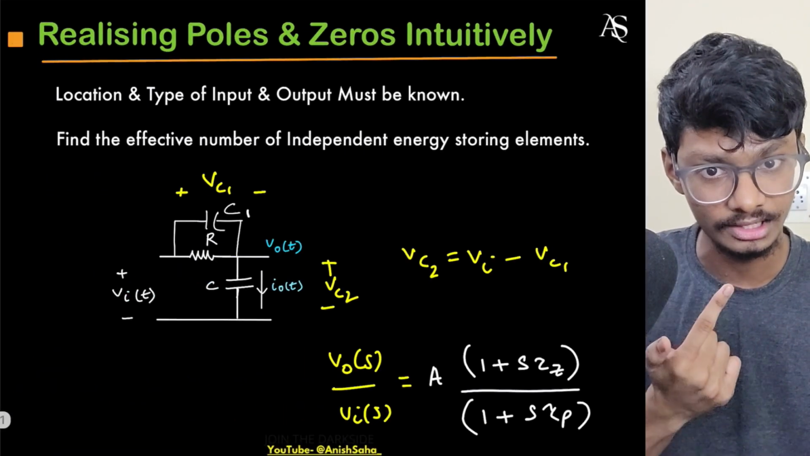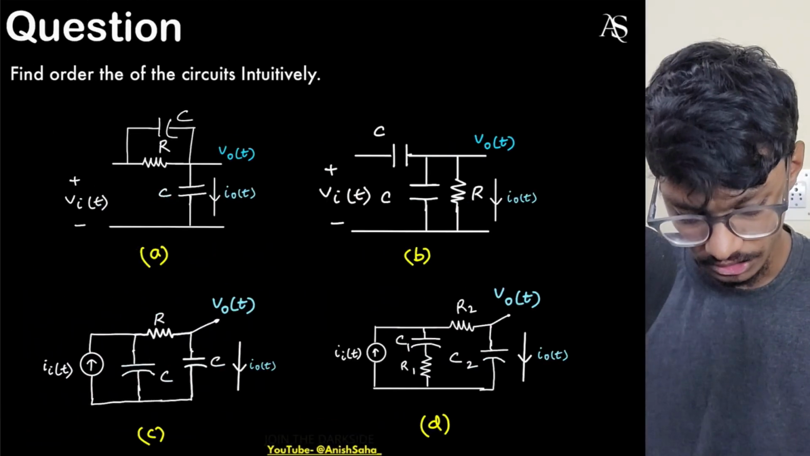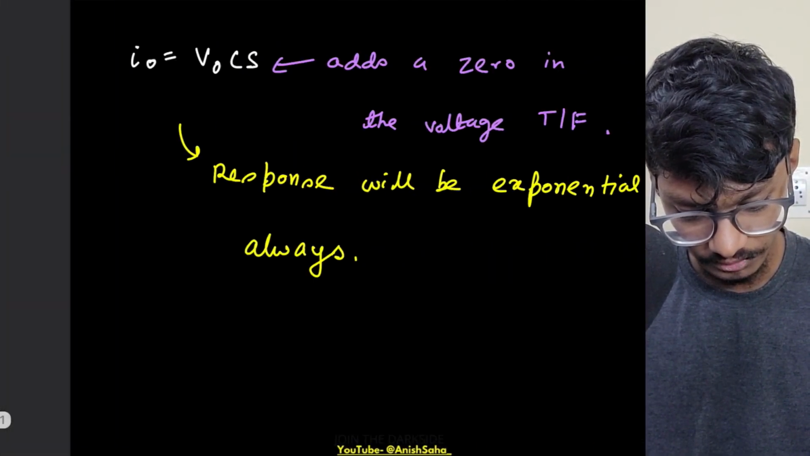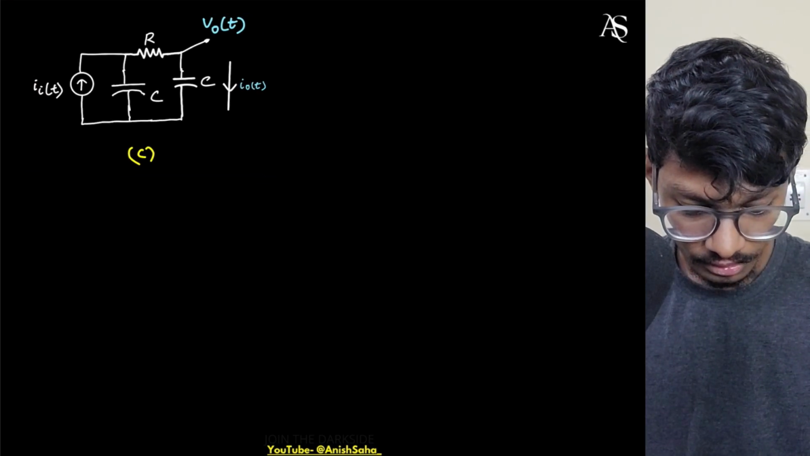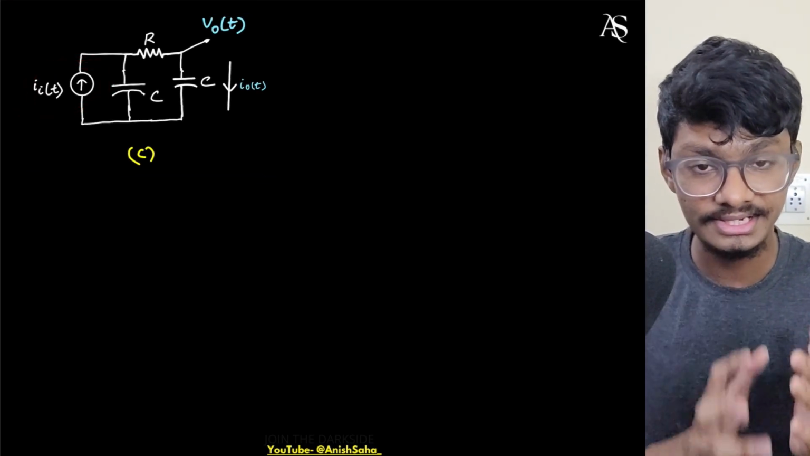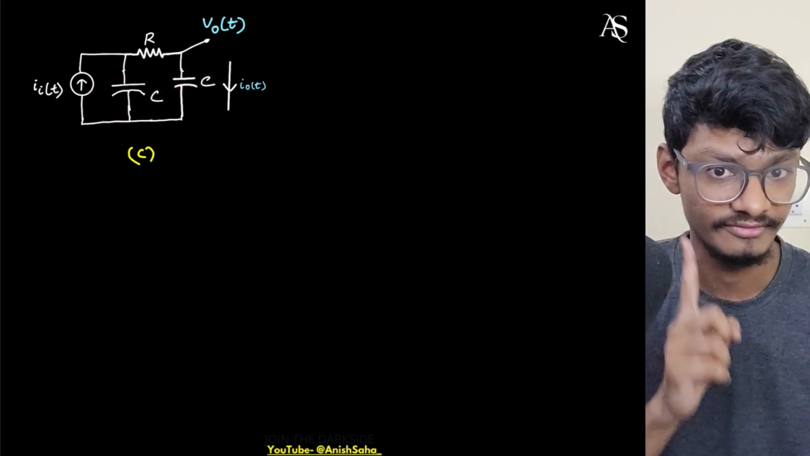Now let's go to the current input. Here interesting things will happen and you will learn something new for sure. So now let's go for the current input. Here I have a current input. How can I say dependency and independency between these capacitors? Should I give a voltage? No, I shouldn't give a voltage.